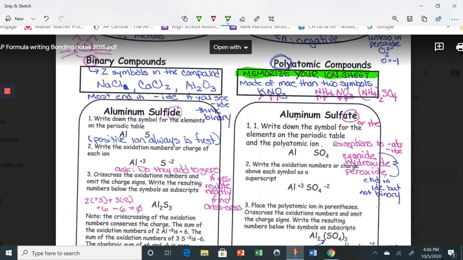Okay, when you look at a formula and you see more than 2 symbols, you are polyatomic. Polyatomic is more than 2. So here's some examples down below. Potassium's one of them, nitrogen's a second, oxygen's a third. I have 3 symbols.